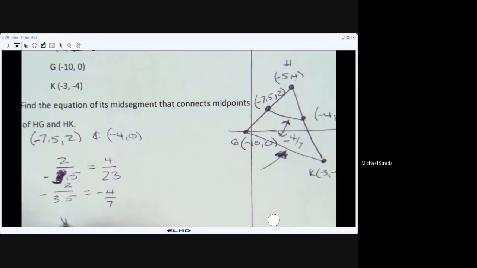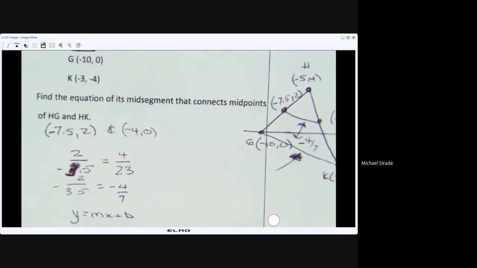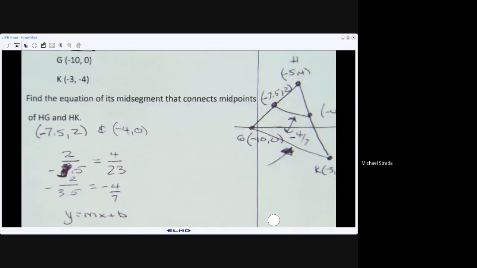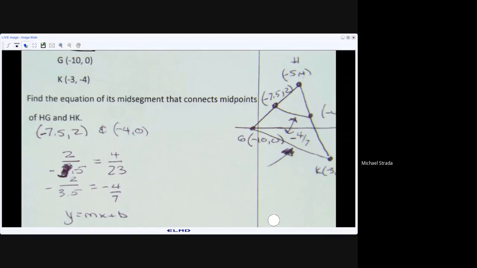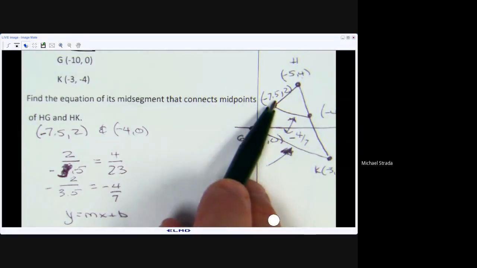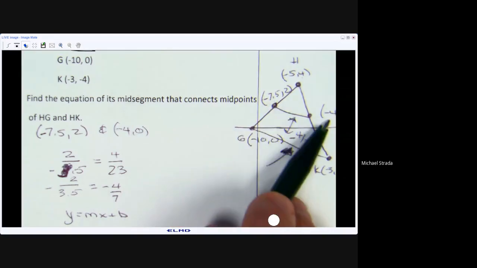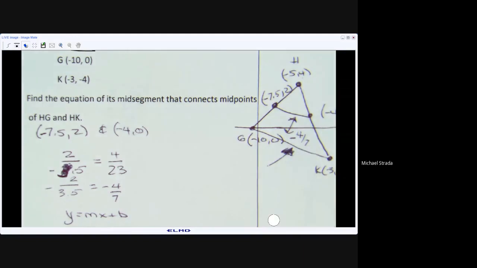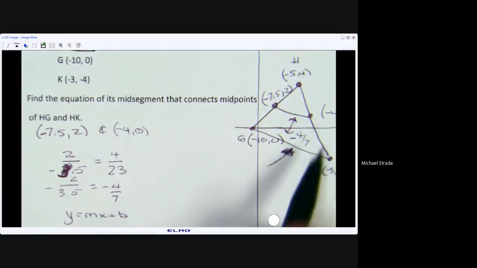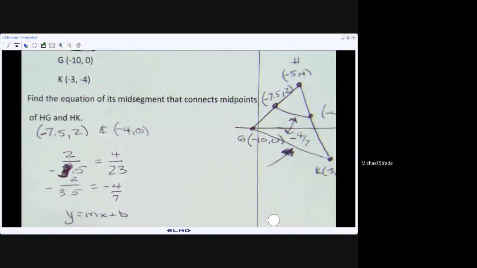Now you're going to go back and do y equals mx plus b. The slope is -4/7. Now, which point are you going to pick for x, y? -7.5, 2 or -4, 0? Negative 4, 0 gives you a 0, which helps, and you don't have a decimal. So I'm going to replace the x with negative 4 and the y with 0.